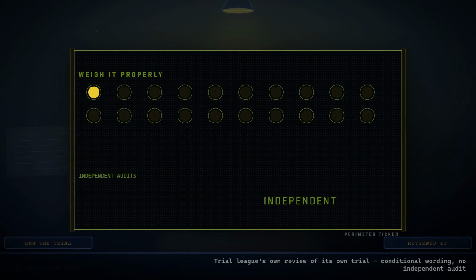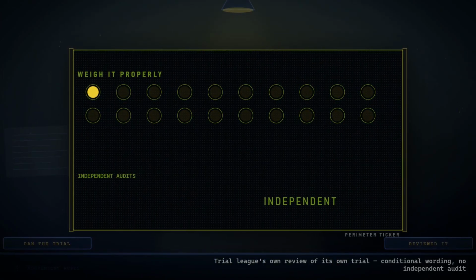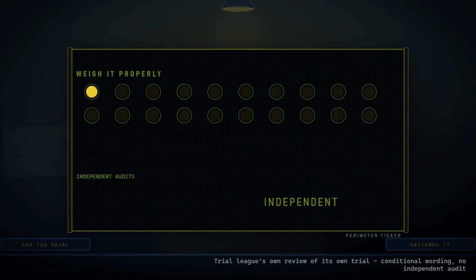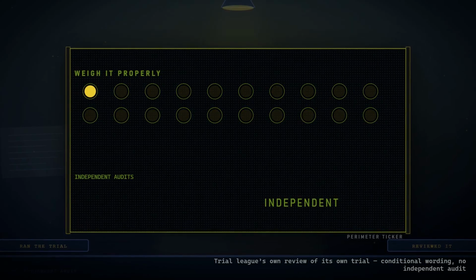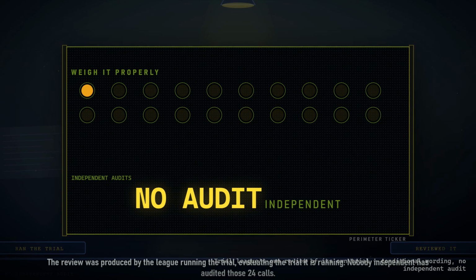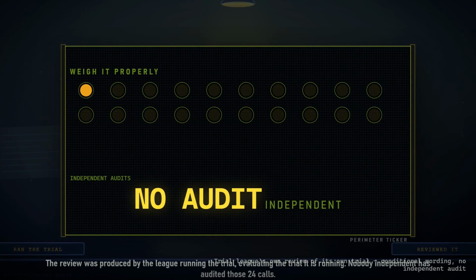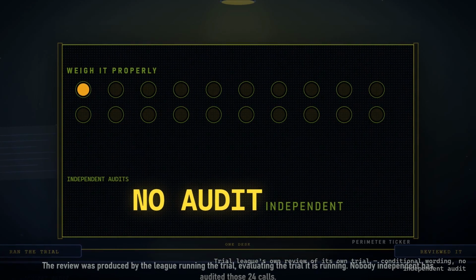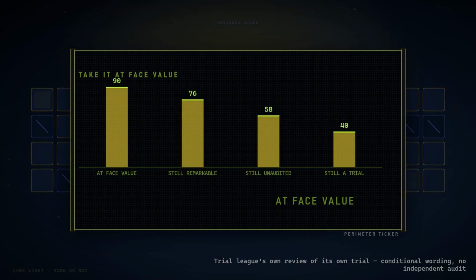Now weigh this properly. That review was produced by the league running the trial, evaluating the trial it is running. Nobody independent has audited those 24 calls. It is an interested party's homework, and I am handing it to you as exactly that. Take it at face value anyway.